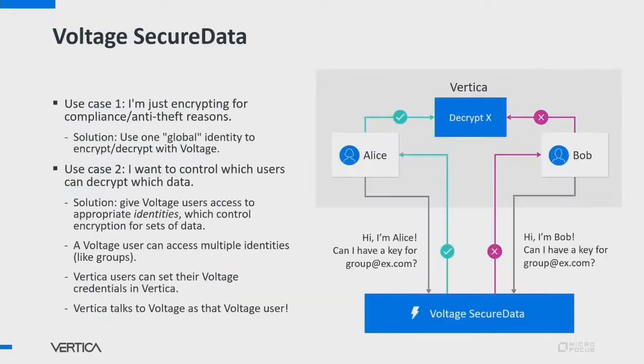Let's see how delegation works with Voltage SecureData and consider the options. First, when I'm just encrypting for compliance or anti-theft reasons, the solution would be to use one global identity to encrypt and decrypt with Voltage. And second, when I want to control which users can decrypt which data, the solution would be to give Voltage users access to appropriate identities, which control encryption for sets of data. A Voltage user can access multiple identities, like groups. Vertica users can set their Voltage credentials in Vertica. Vertica talks to Voltage as that Voltage user.